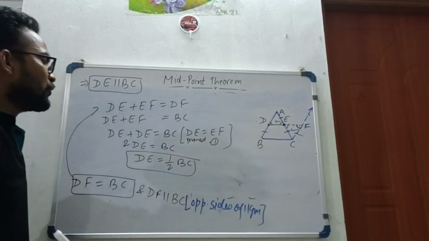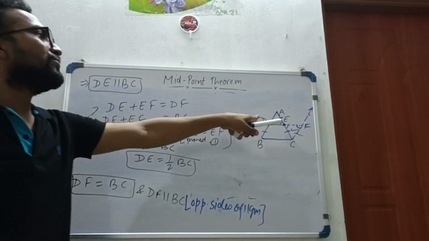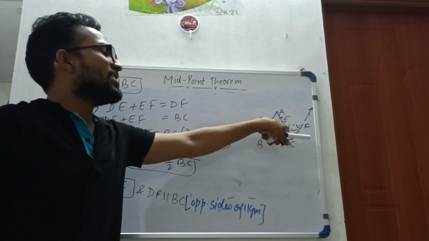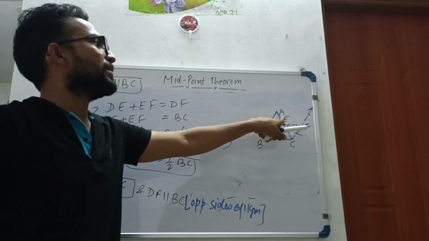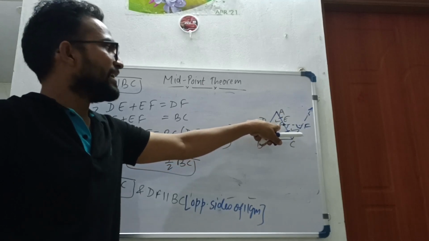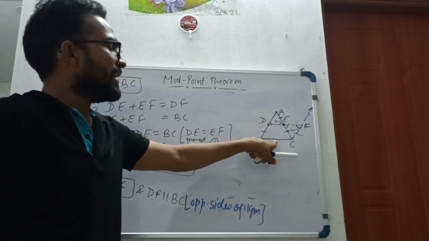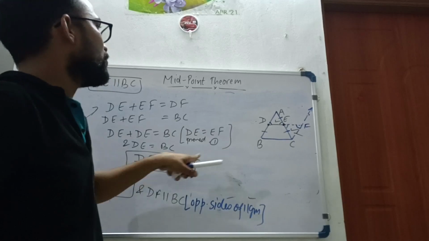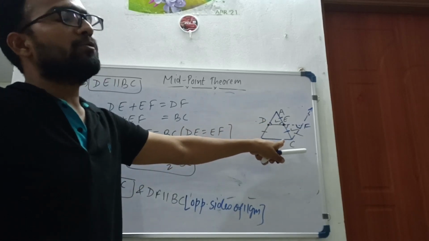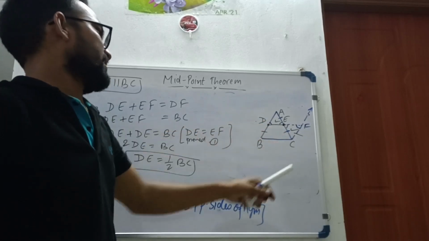So now we are able to prove that if you join the midpoints of two sides of a triangle, then the line segment will be parallel to the third side, and also that line segment will be equal to half of the third side.